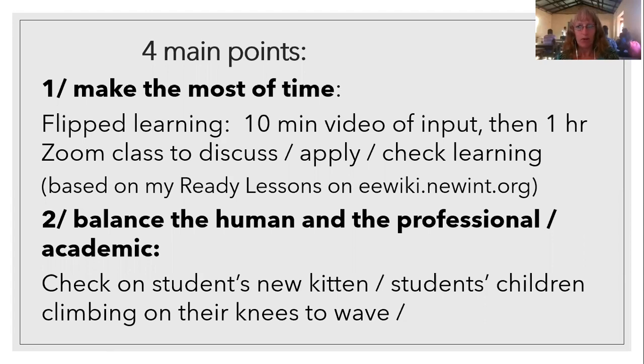My 4 main points are: 1, making the most of time. I found that using flipped learning works very well with my students. 10 minutes of video input, and then a 1-hour Zoom class to discuss and apply and check the learning. I'm lucky because I've got my ready lessons on the eewiki.newint.org that I'm basing my flipped learning videos on, and then putting those videos onto YouTube, sharing them with learners 1 or 2 days before the lessons. It saves so much time in the actual Zoom lesson itself.